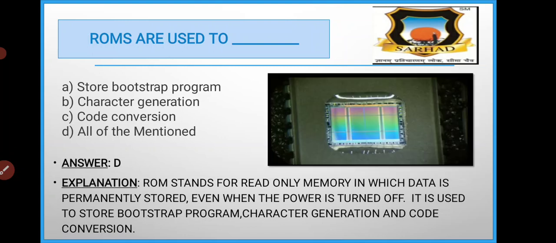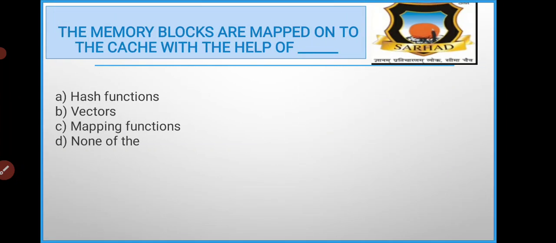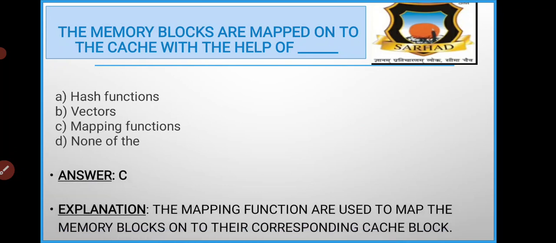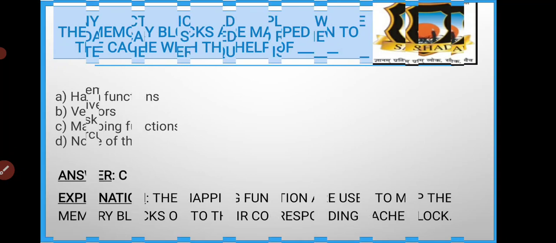Okay, so this is the image for this ROM. Now the next question. The memory blocks are mapped onto the cache with the help of dash dash. Option A, hash functions, option B, vectors, option C, mapping functions, and option D, none of these. So the correct answer is option C, that is mapping functions. The mapping functions are used to map the memory blocks onto their corresponding cache blocks. That's why the memory blocks are mapped onto the cache with the help of mapping functions. So option C is correct.